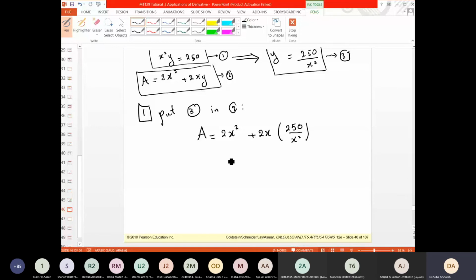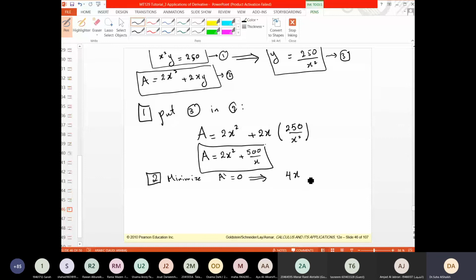Simplify it, so A equals 2x squared. One of the x's cancels here. This will be 500 over x, and this will be my equation in A with all x's. Step number 2, we will minimize by letting A dash equal 0. Find the derivative. A dash is 4x minus 500 over x squared equal to 0.